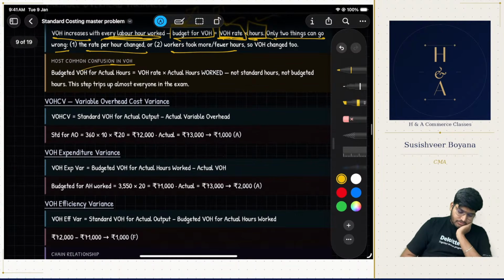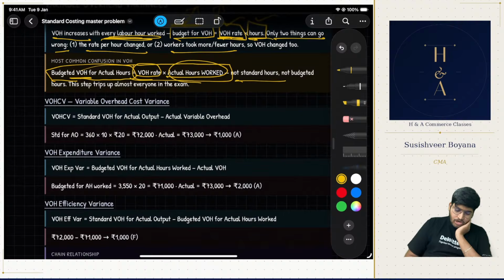Most common confusion: budgeted variable overheads for actual hours equals the variable overhead rate into actual hours worked, not standard hours, not budgeted hours. This step trips almost everyone in this exam. This is the reason why I've highlighted it again.